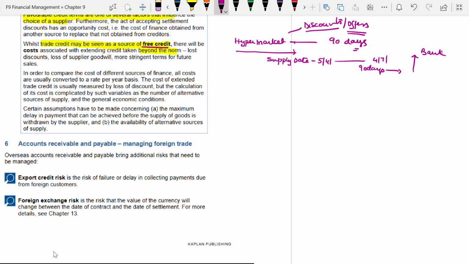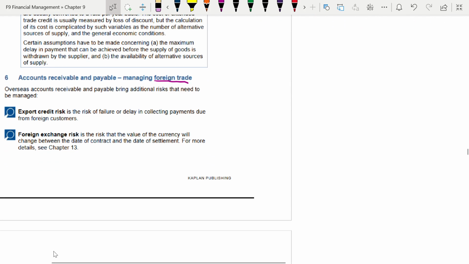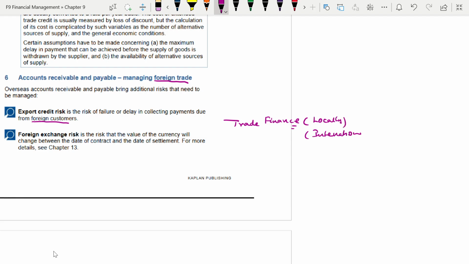Accounts receivable, managing foreign trade, how you will do the foreign trade. We will cover this in chapters 13 and 14, something with respect to risk management. You have export credit risk, that is, collecting payments from foreign customers. It's not so easy. If you are working in the finance departments of banks, or in business, you also have trade finance. You have trade finance locally and internationally. You have to collect from foreign customers, both receipts and payments.